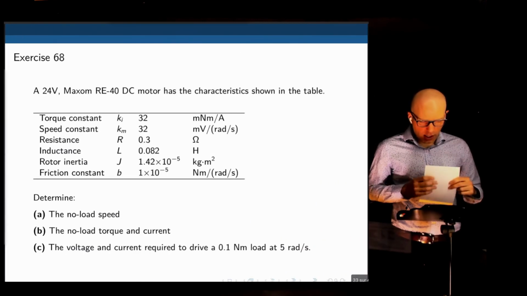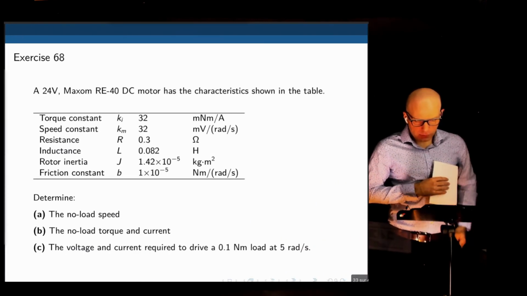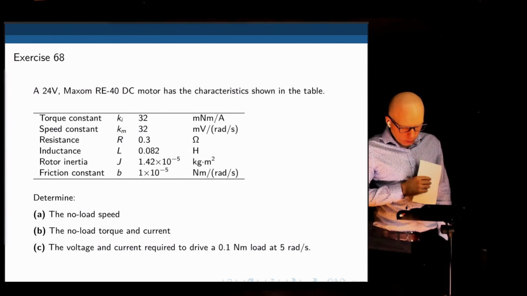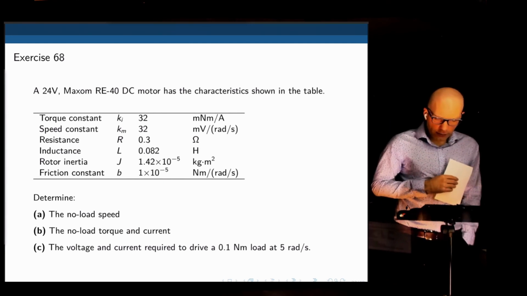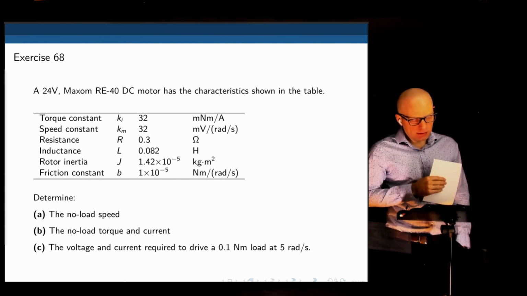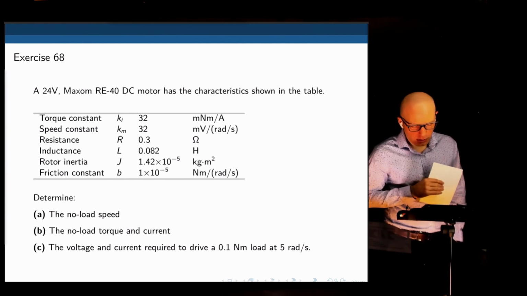But let's move on and do this one, 68. So in this example, we have a 24-volt Maxon RE40 DC motor. So this is an actual motor. You can look at Maxon's website. It has the following characteristics, all listed here.